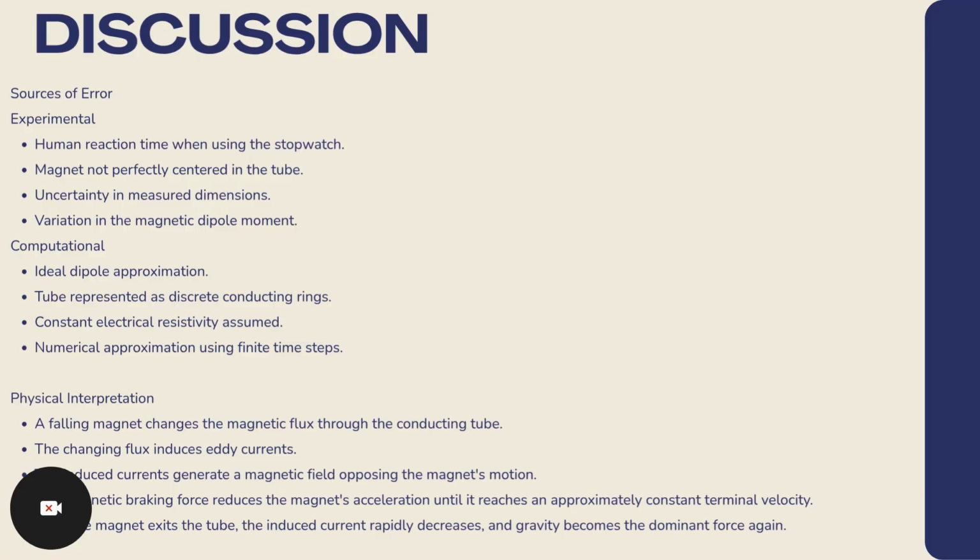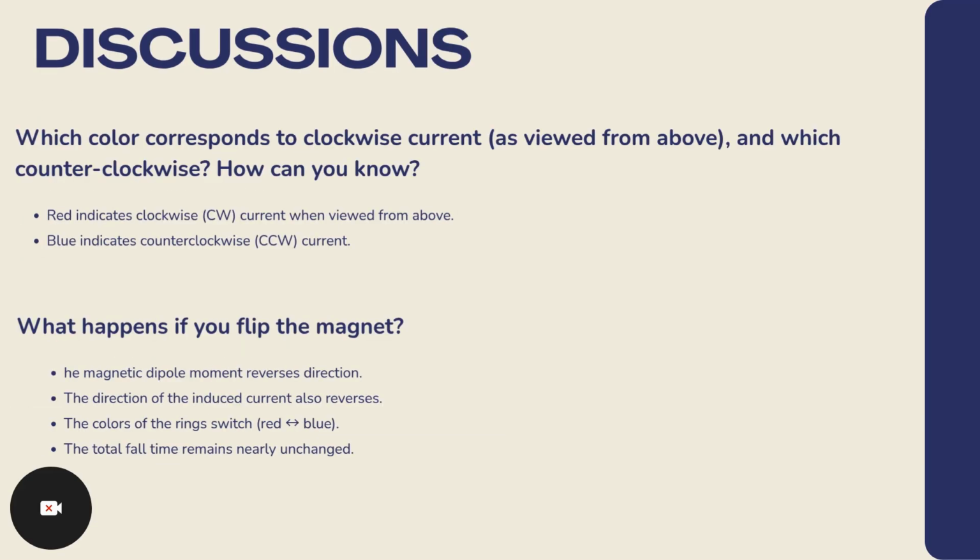Although the simulation closely matched the experimental results, there are still several sources of error. Experimentally, factors such as reaction time, imperfect alignment of the magnet, and uncertainty in the magnetic dipole moment may affect the measured fall time. Computationally, the model assumes an ideal magnetic dipole, represents the tube as discrete conducting rings, and neglects some real-world effects. Reducing these assumptions could further improve the accuracy of the simulation. These are discussion questions.